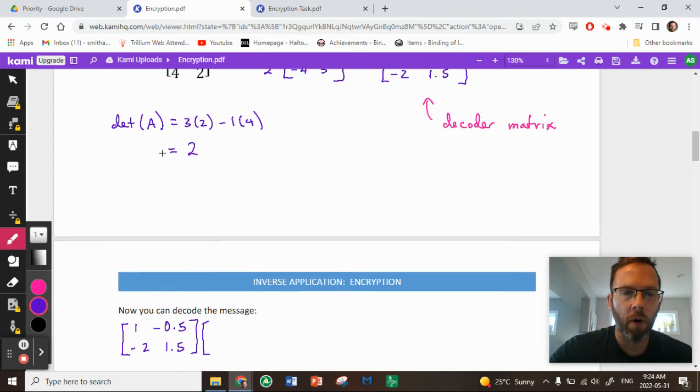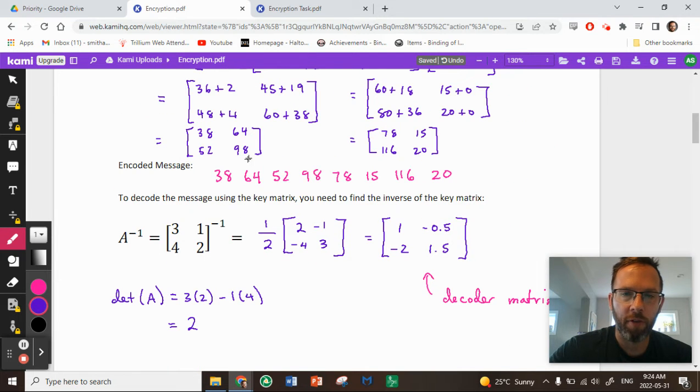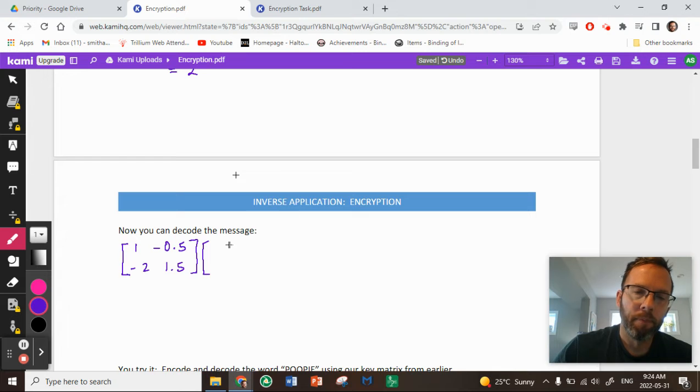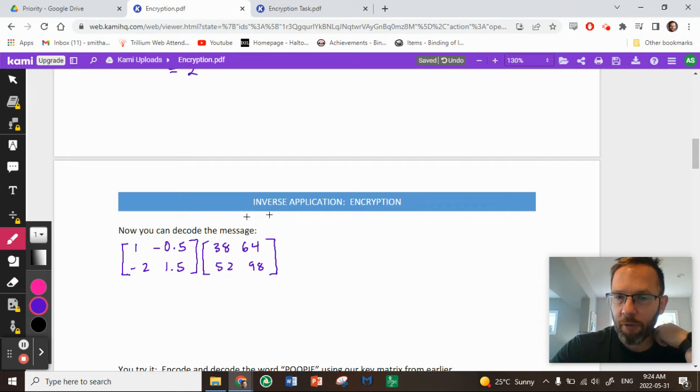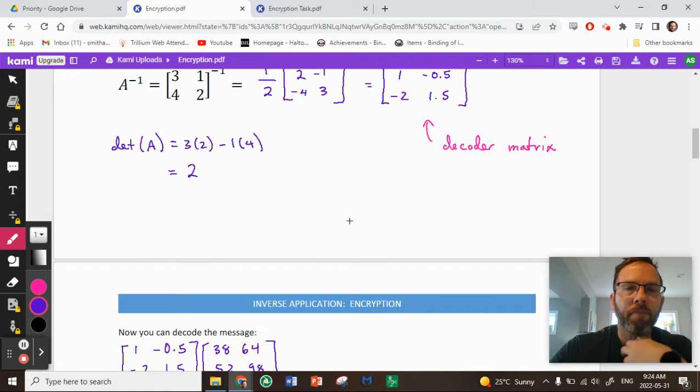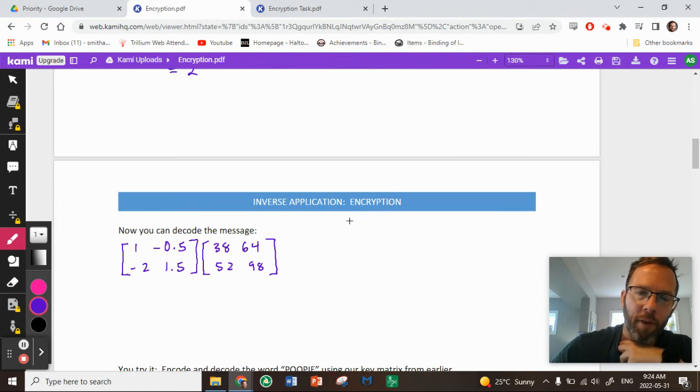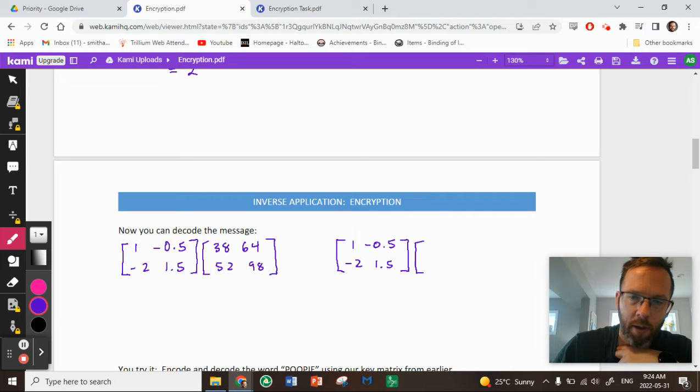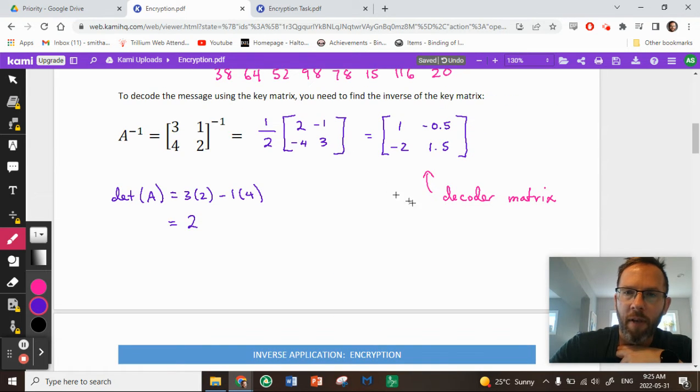Okay, and the first four numbers in our encoded message, 38, 64, 52, and 98. Now, obviously, we know what the decoded message is. It should give us lobster. We're just seeing how this works. And then our second matrix multiplication is going to be 1, -0.5, -2, 1.5, multiplied by 78, 15.